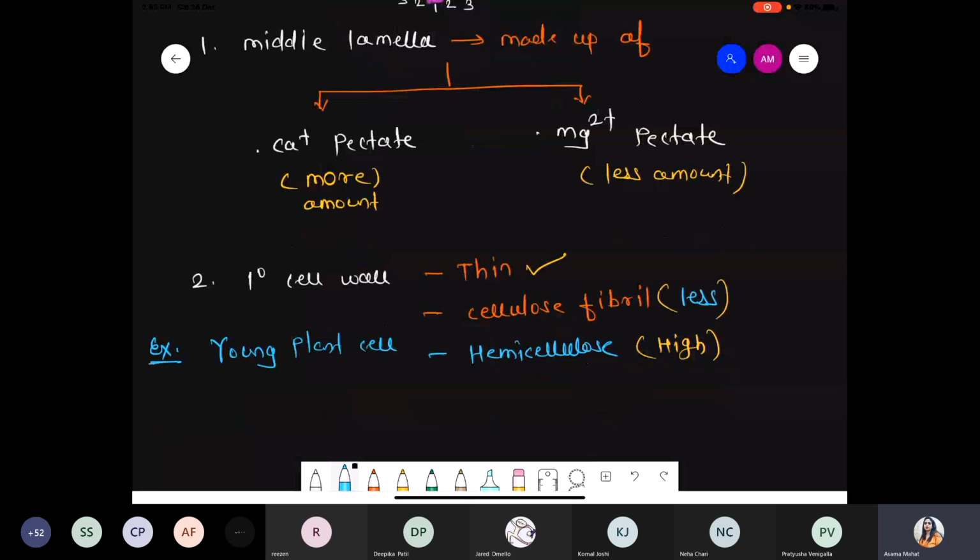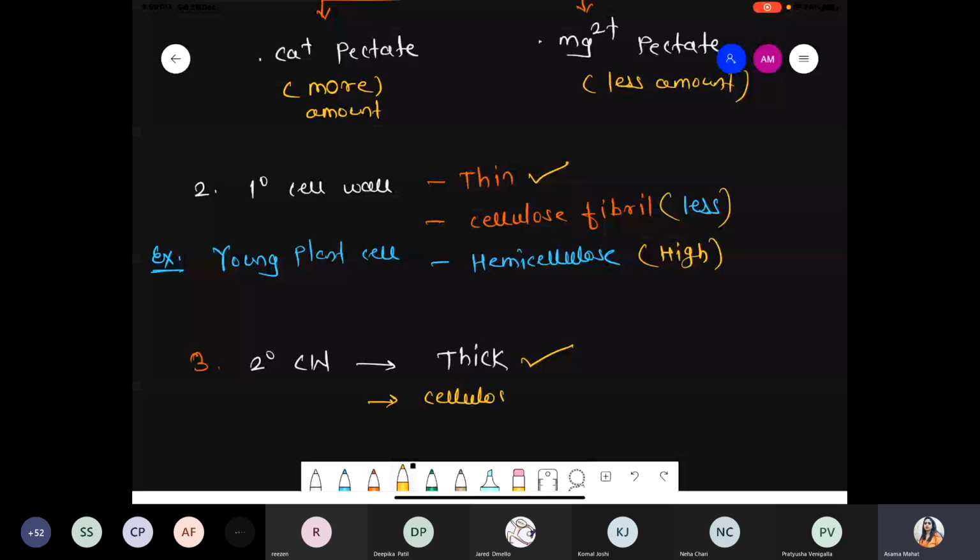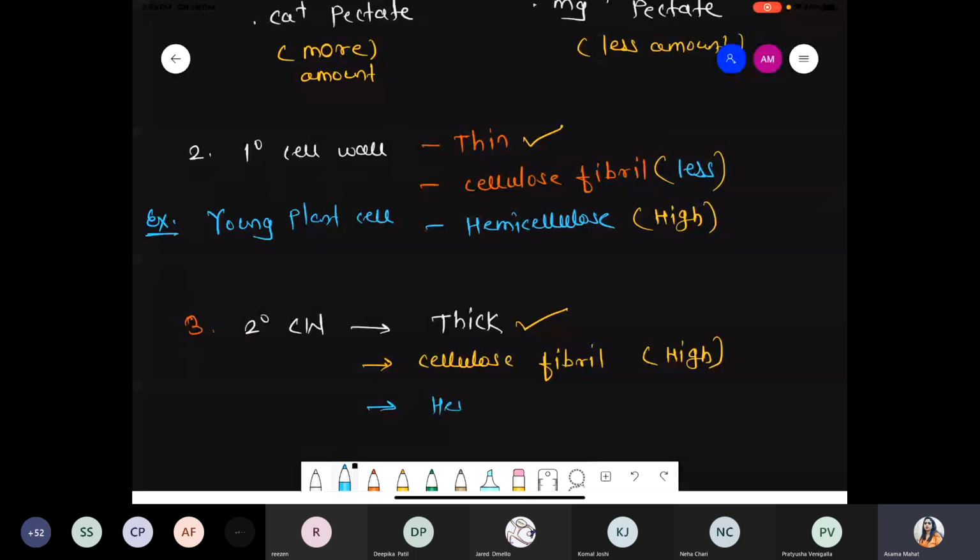Now, the secondary cell wall. The name itself tells us it is secondary, meaning it forms later. So the last cell wall layer is the secondary cell wall. As compared to the primary cell wall, the secondary cell wall is thick. Why thick? Number one, it has a high concentration of cellulose microfibril. Cellulose fibril is first of all present in high concentration. Hemicellulose is present in low concentration.